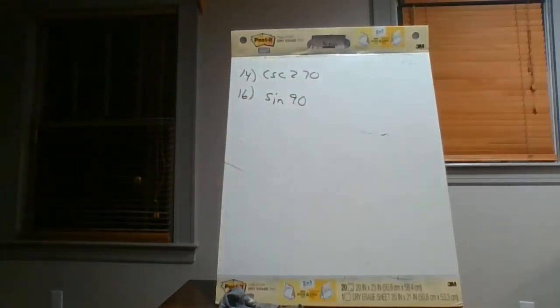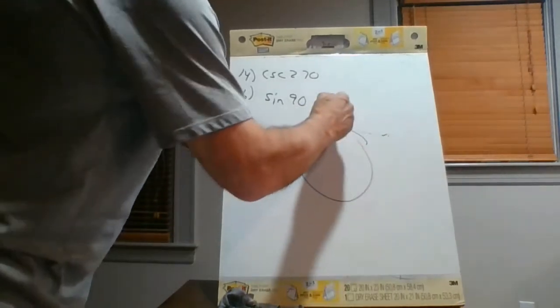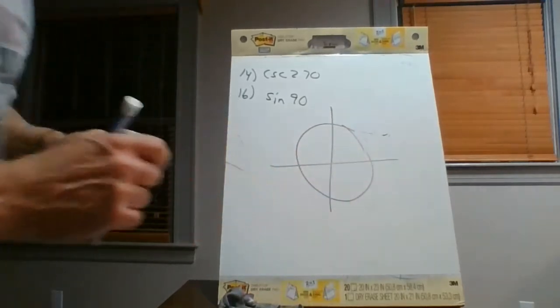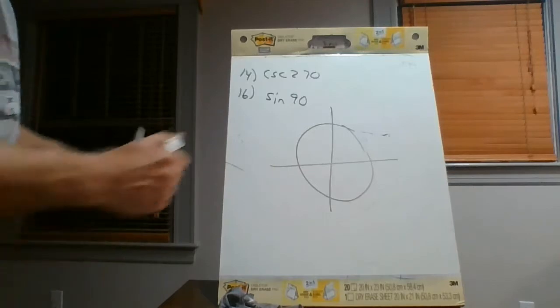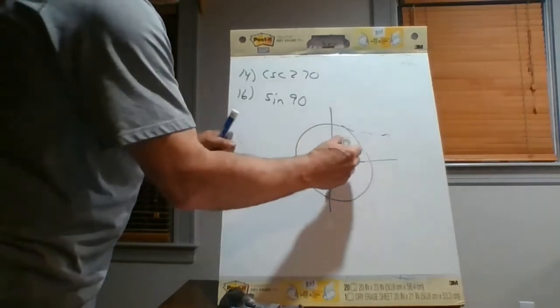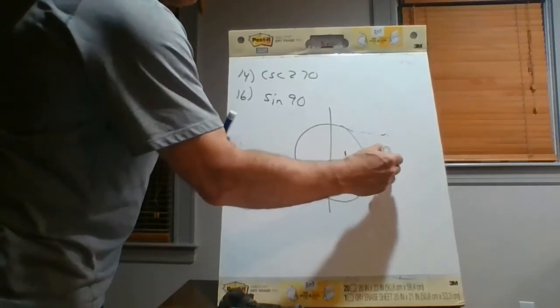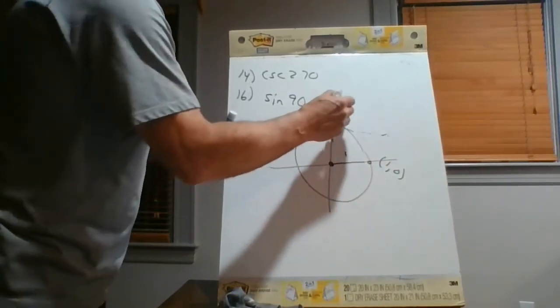So 13, 14, 15, 16 are functions of 0, 90, 180, or 270. That's our unit circle. Unit circle means a circle with a radius of 1 unit. If this has a radius of 1, the center is 0, 0. What's that coordinate? 1, 0. If this has a radius of 1, it must be 0, 1.